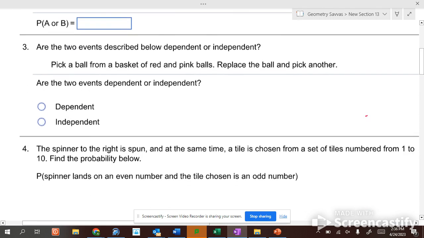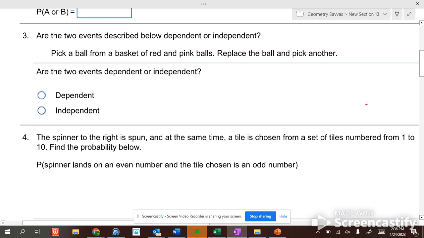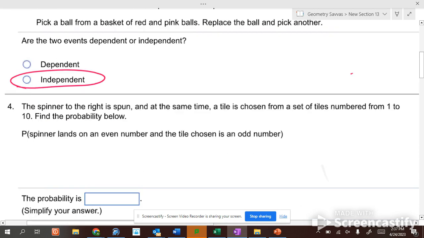If you pick a ball from a basket of red and pink balls and you replace the ball and pick another, is that independent events or dependent events? Independent, because you replaced the ball. If you would take a ball out and not replace it, then it would be a dependent event because it depends on what you first chose.